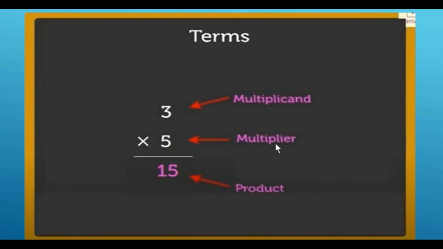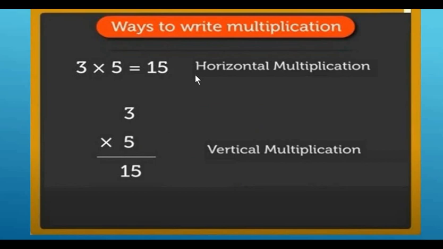Next, what is the multiplier? The number by which another number is multiplied is called the multiplier. And what is the product? The result of multiplication is called the product. We get the product by multiplying two numbers. Look at the next slide.